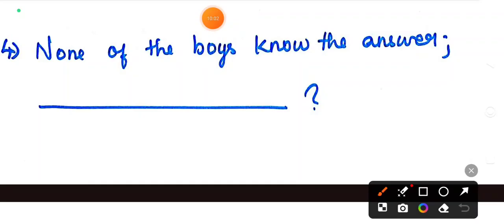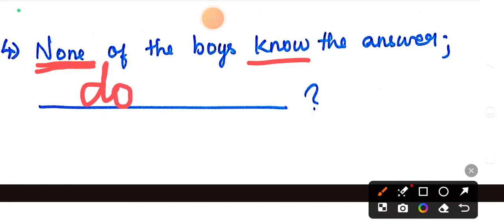None of the boys know the answer. Look at this. None, semi-negative word. So the sentence is negative. We shall use a positive tag. Look at the verb know. So for the verb we use do. And the pronoun for boys is they. Do they. This is the question tag.